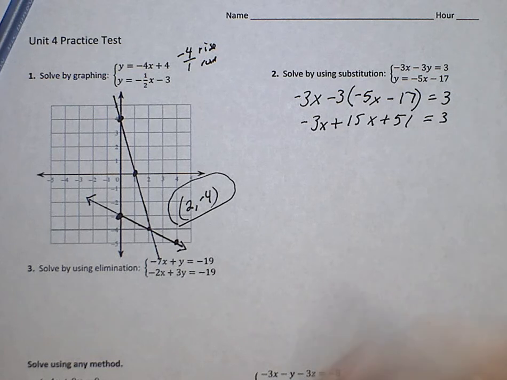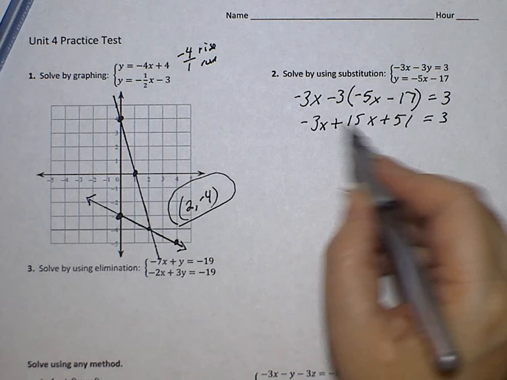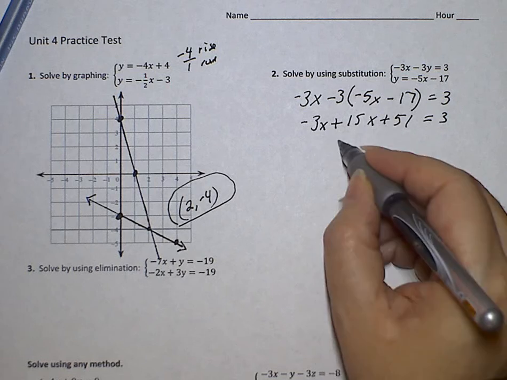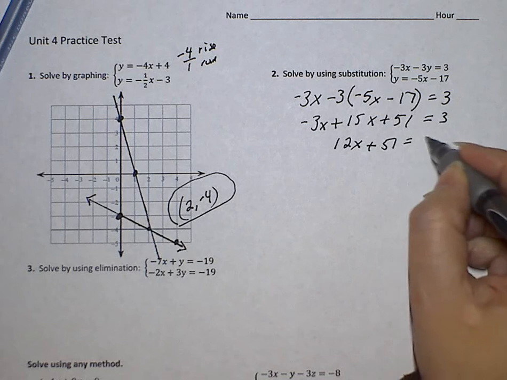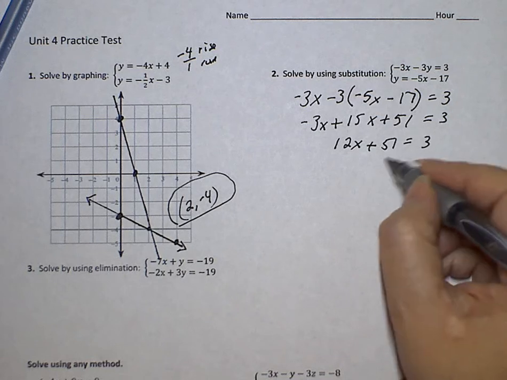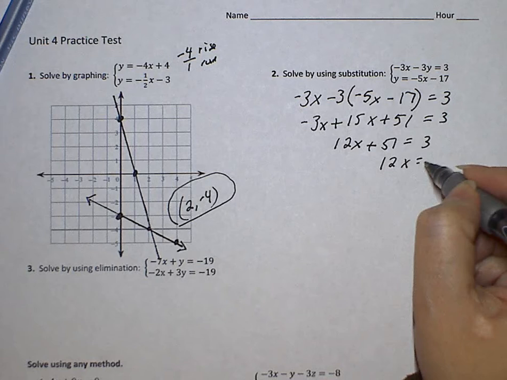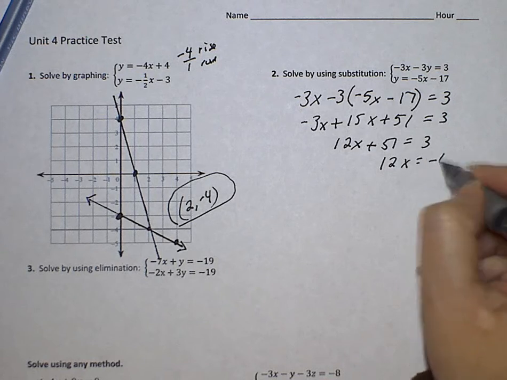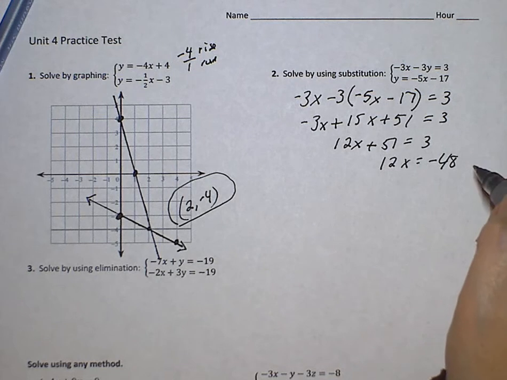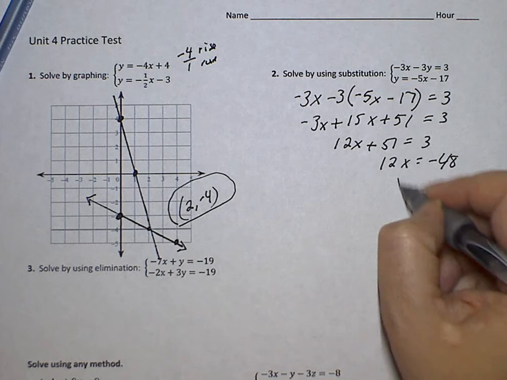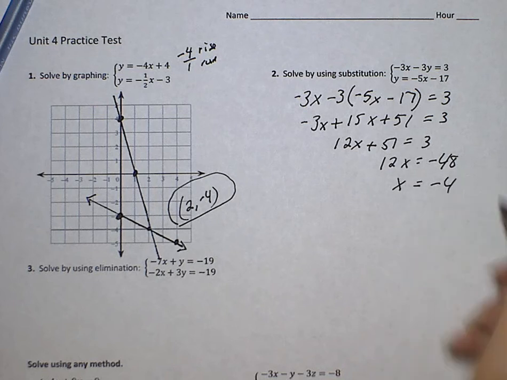Combine like terms. 15 minus 3 gives me a 12x plus 51 is equal to 3. Subtract 51. 12x is equal to 3 minus 51, which gives me a negative 48. And then, what do I do? Yes, divide by 12. X is negative 4. So x is negative 4.